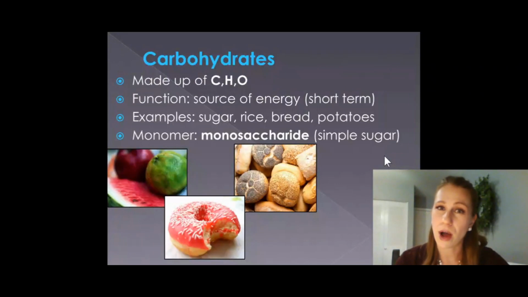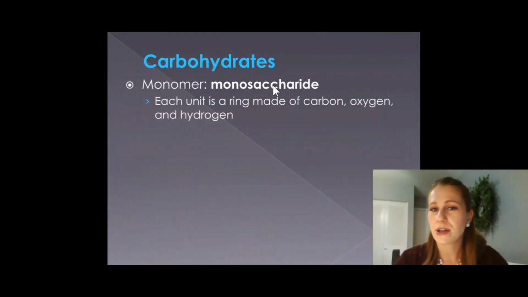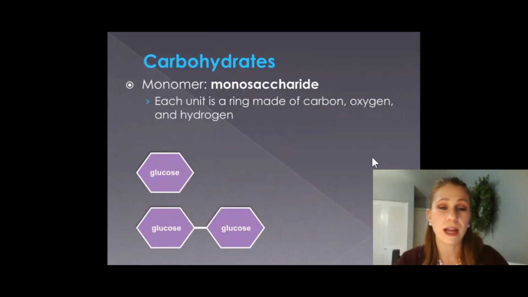The monomer of a carbohydrate, so the small building block, is called a monosaccharide. Mono means single, and saccharide means sugar, so it is a simple sugar. While the monomer is a monosaccharide, like glucose, when you build it up together, you make that polymer. And in this case, it's called a disaccharide, di meaning two, saccharide meaning sugar. So we have a monomer or a monosaccharide, a disaccharide, and if we kept adding glucose molecules to this chain down here, we'd get a polysaccharide.